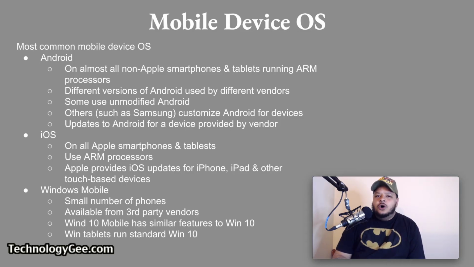iOS is used on all Apple smartphones and tablets. iOS devices use ARM processors. Apple provides iOS updates for its iPhone, iPad, and other touch-based products. Then you have Windows Mobile, that is used on a small number of smartphones. Windows Mobile, like Android, is available from third-party mobile phone vendors. The current version of Windows Mobile is Windows 10 Mobile. It has features similar to those in Windows 10. Windows tablets also run standard Windows 10.